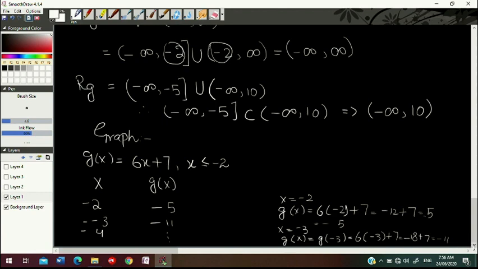When we draw the second graph, here we have for the second graph, g of x is equal to the second equation, which is 4 minus 3x, for x greater than minus 2.